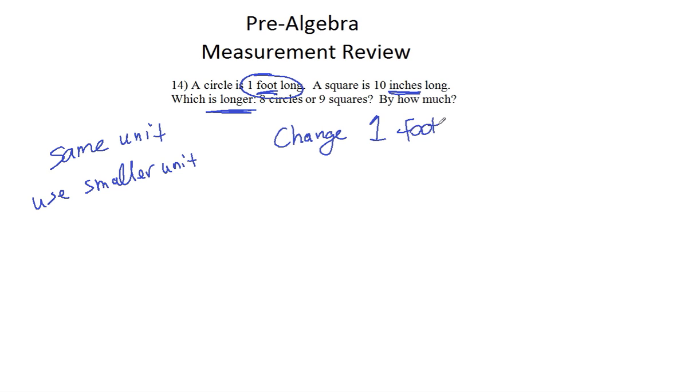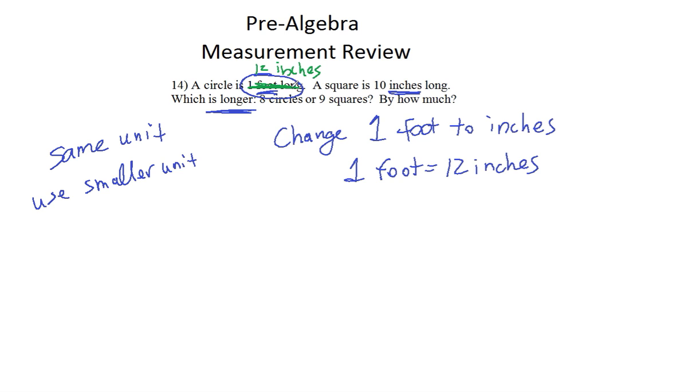Just so that we're not comparing apples and oranges, we're comparing apples to apples, inches to inches, or feet to feet. Changing that 1 foot to inches is really easy. We know our conversion rate: 1 foot equals 12 inches. So I could go back up here and say a circle is 12 inches long. Now I don't have to worry about feet and inches. A circle is 12 inches, a square is 10 inches.